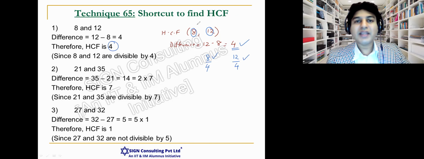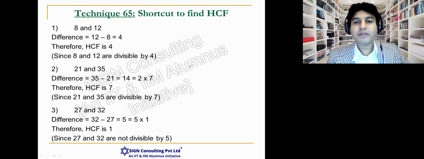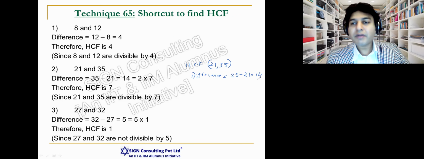Now, let us look at the second problem. If I have to find the HCF of 21 and 35, first I'll try to find the difference. So the difference is 35 minus 21, which gives me 14. Now this number 14, I can write as 2 into 7, because 2 into 7 gives me 14.